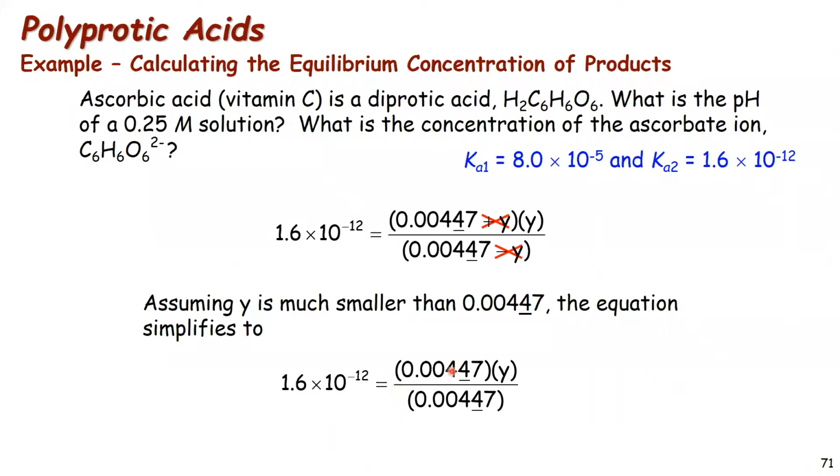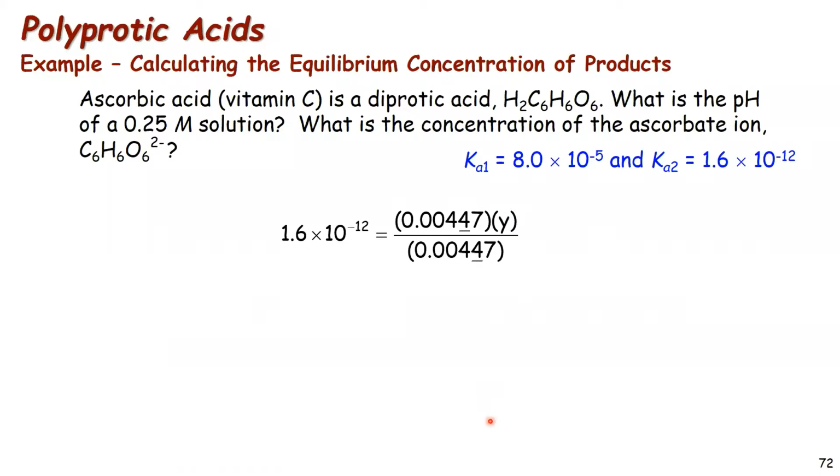Well, that now shows me that this cancels this, right? And so that means the concentration of the free ascorbate ion in solution was actually simply equal to the Ka value.